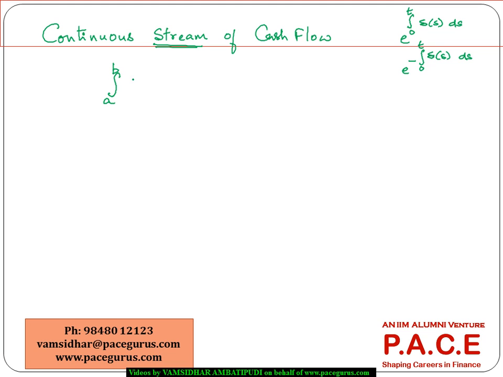Let's say A and B. So there is a stream of cash flow between A and B, and during that period we are seeing a variable interest rate delta t. If that is the case, what is the way we look out for the present value as well as for the future value? Straightforward. For the delta t, the concept is still the same.